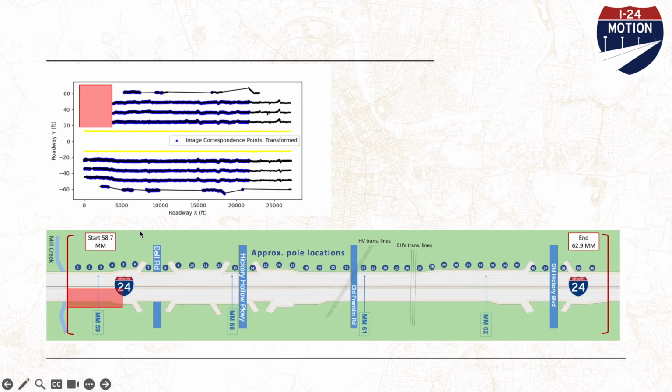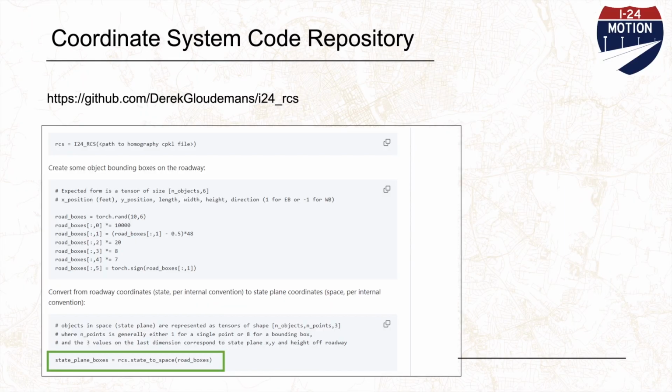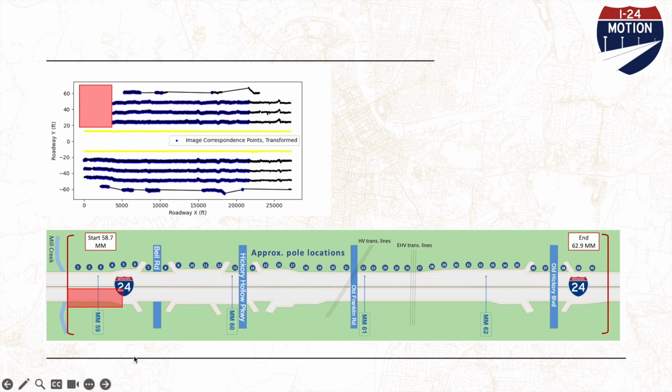Now that makes the math to use this coordinate system a little bit complicated. So we do define a coordinate system code repository, which makes shifting between coordinate spaces really easy. You just have to define a coordinate system object, load the data, and then it's a single line call to convert between spaces. One other peculiarity that you'll notice is that the coordinate system is not defined for the eastbound side of the roadway from about 0 to 4,000.